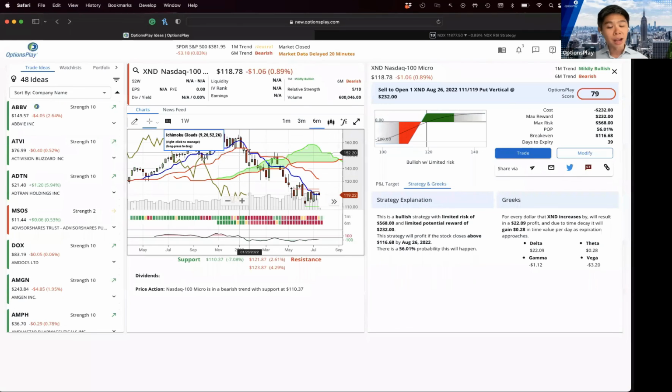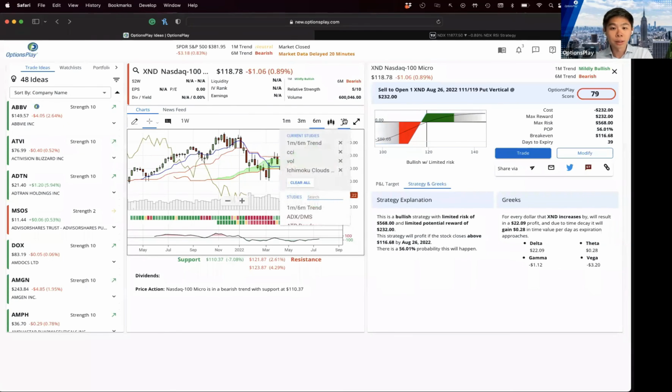Perhaps you might want to start there before you graduate to trading something like XND, which is still a $12,000 contract. There are plenty of trades that are $3,000, $4,000 per contract that might be more suitable for a smaller account.